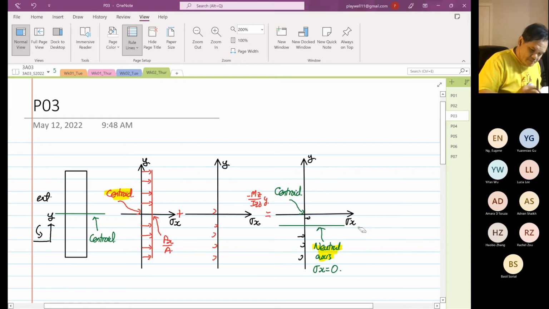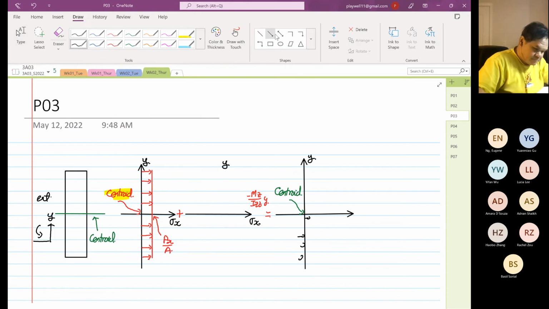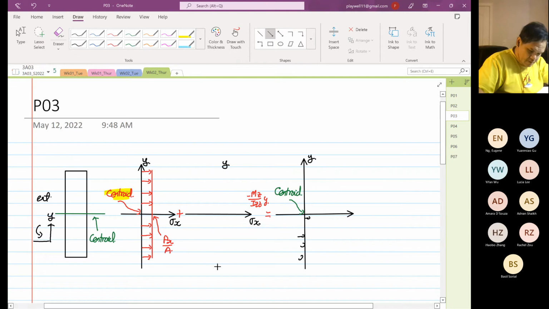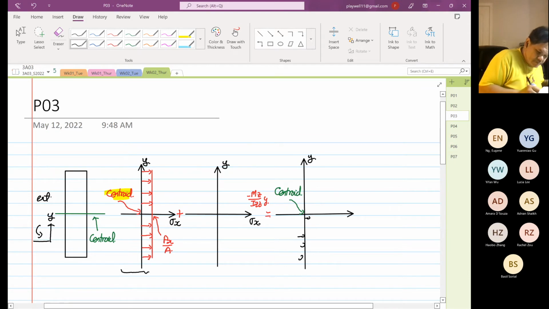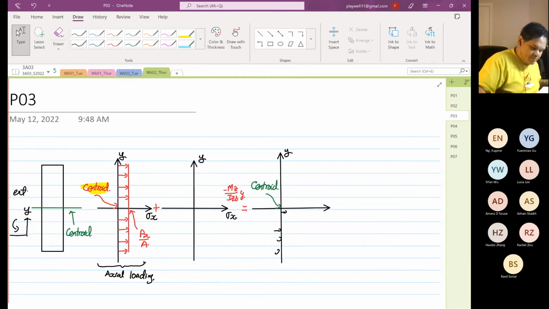Okay. I'll just use the axis. So we know that, right? We know that this is under axial loading. This is Px over A. Okay. So based on this diagram that we see, on top is under compression, below is under tension. So at the top is under compression.